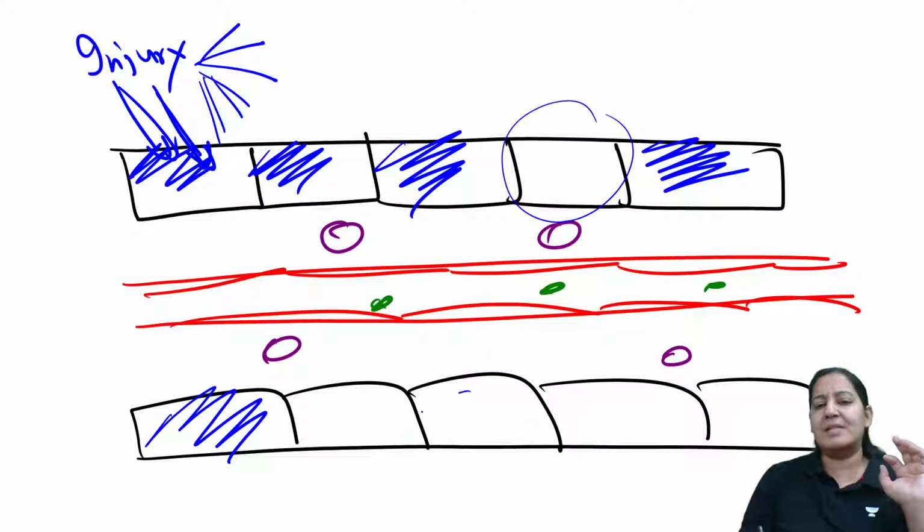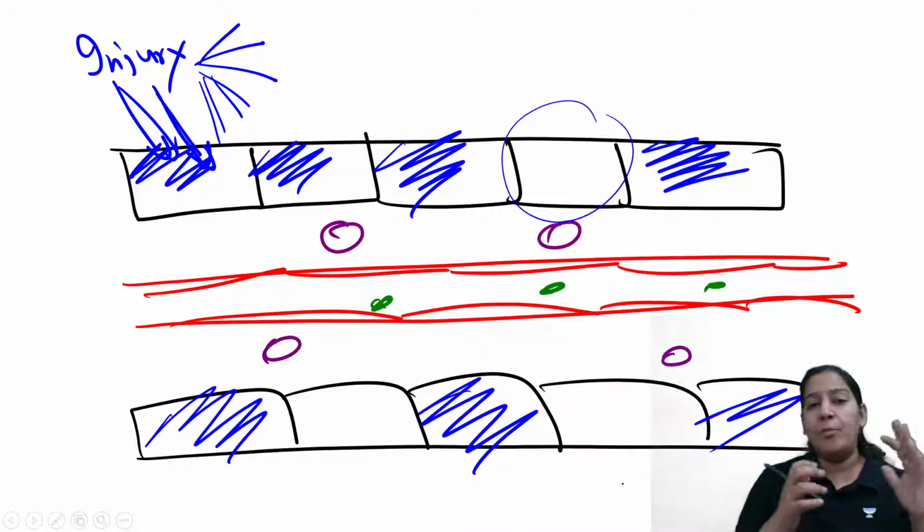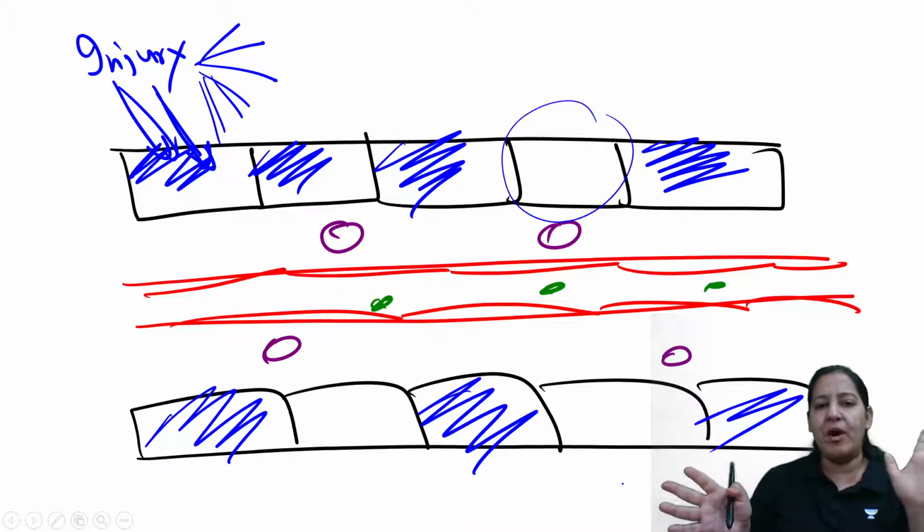But most of the hepatocytes are already dead. Only a few are surviving due to the injurious agent. So the complete lobule will be collapsed now. The complete lobule will be collapsed, right?